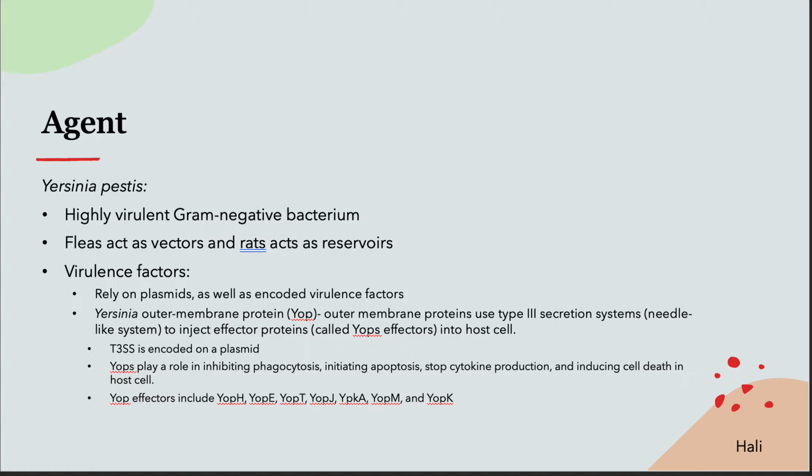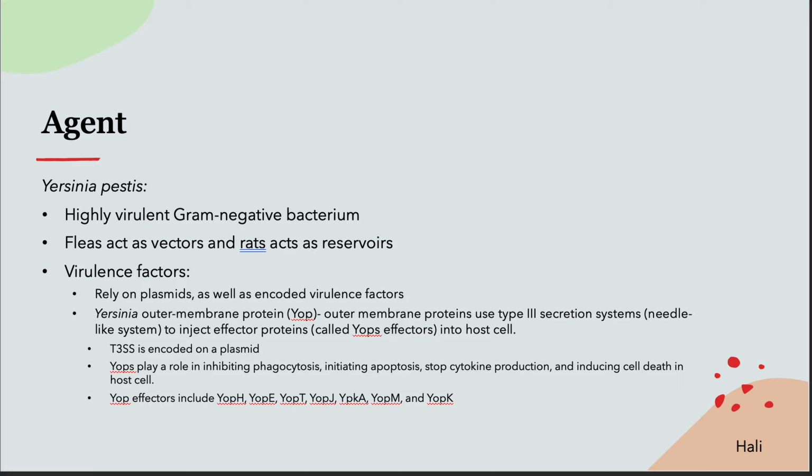The agent is Yersinia pestis, a highly virulent gram-negative bacterium, which uses fleas as vectors and rats act as reservoirs. The virulence factors of Yersinia pestis rely on plasmids as well as encoded virulence factors. Yersinia outer membrane proteins, or YOPs, are outer membrane proteins that use type 3 secretion systems to inject effector proteins into a host cell, called YOP effectors.